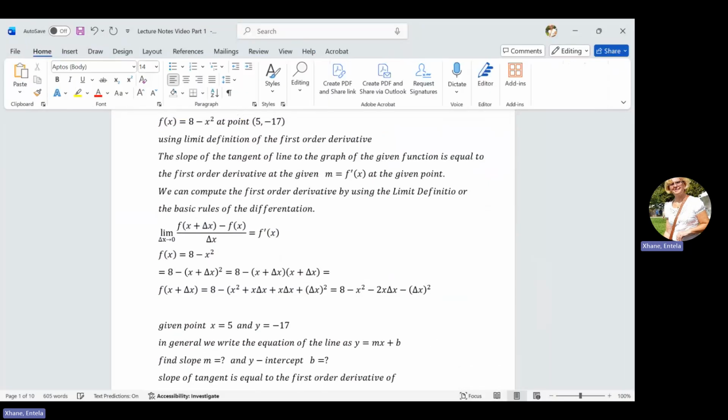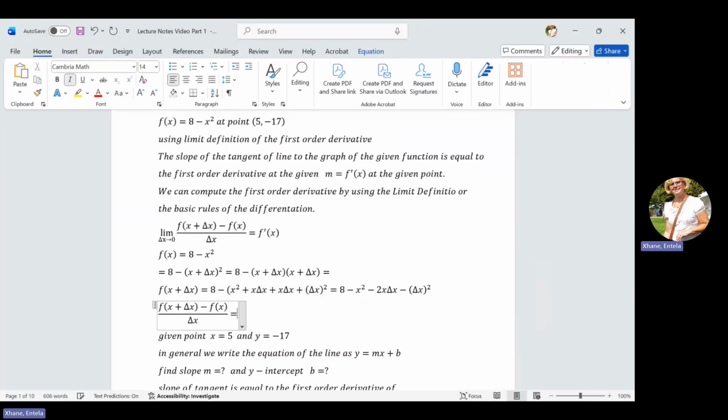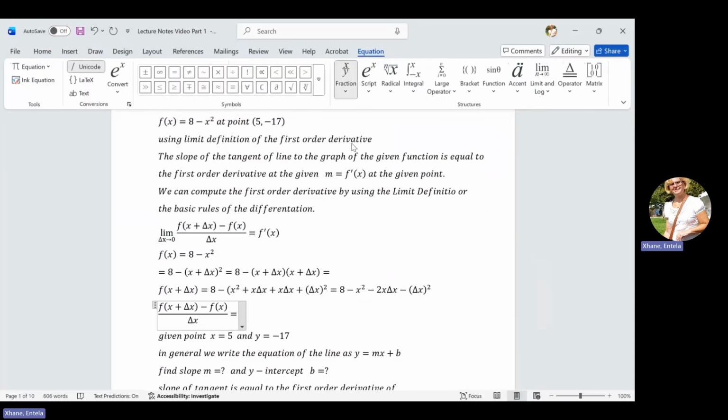And now that I know what f of x plus delta x is, I can go ahead and substitute it into this ratio. Here's the ratio, and I'm going to simplify this ratio before I take the limit of it. That's kind of ideal. So here's the ratio. We start with the expression that represents f of x plus delta x. Then I have a minus again in front of f of x. This is f of x.